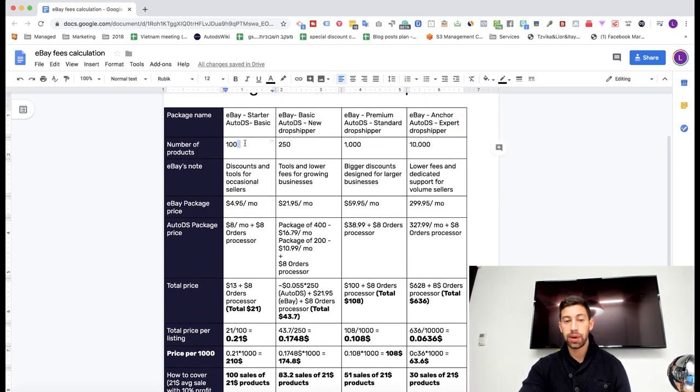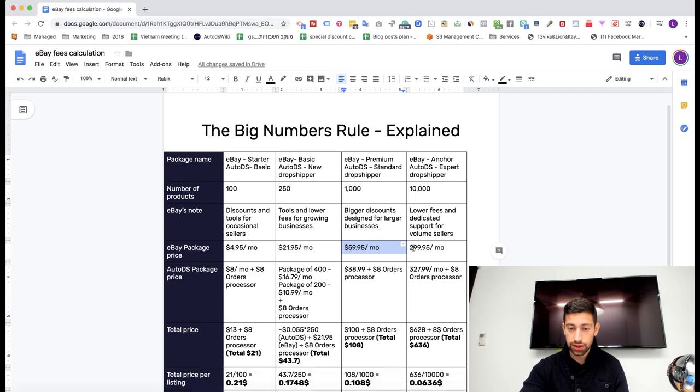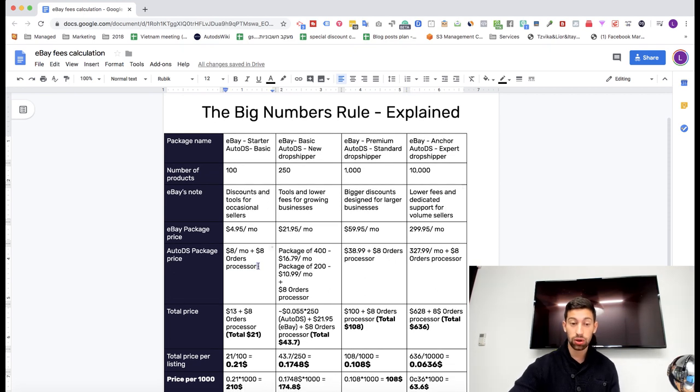So we can see that the package of 100 products costs $5 per month, $250.22, then $60 and $300 per month if you pay annually subscription. The prices of AutoDS per package is $8. Then it's different between 200 and 400. This is the prices, and here you can see the others, the 10,000 and 1,000.